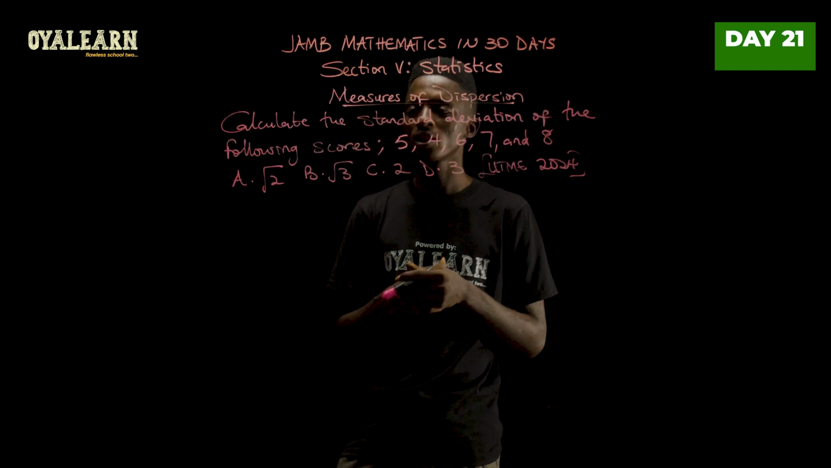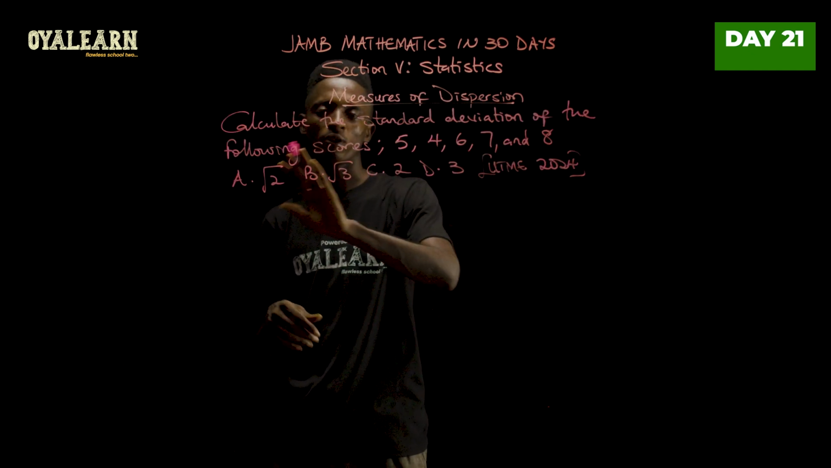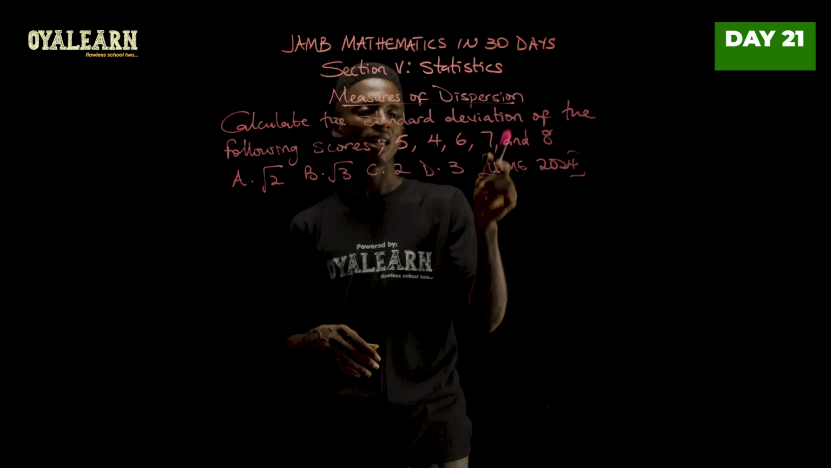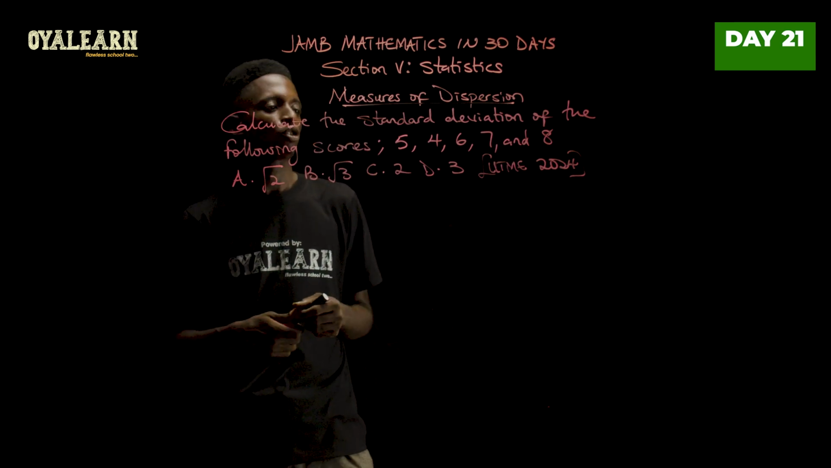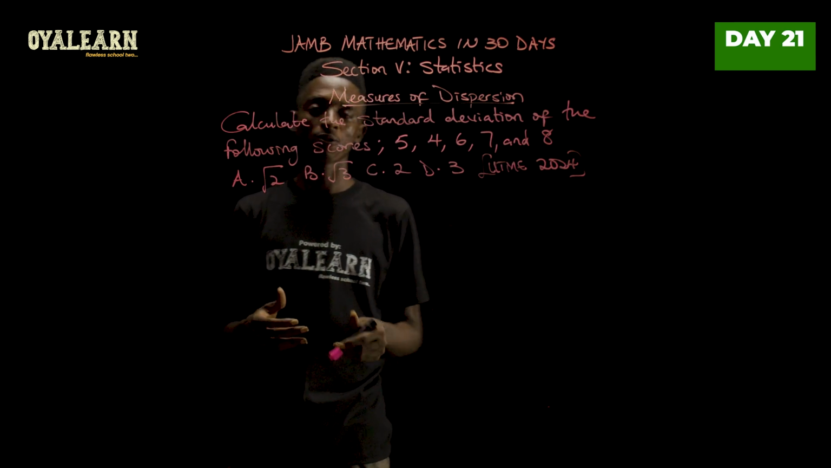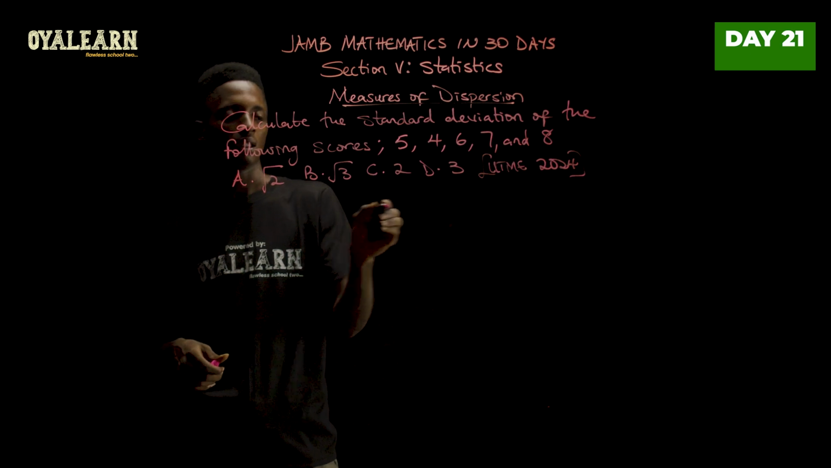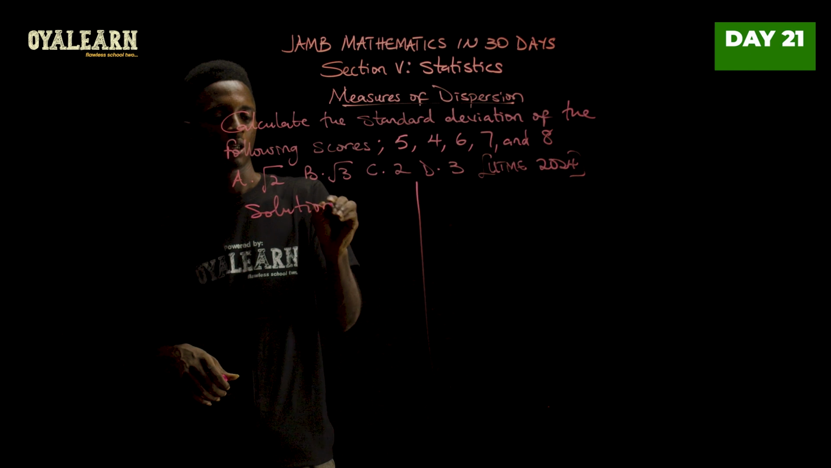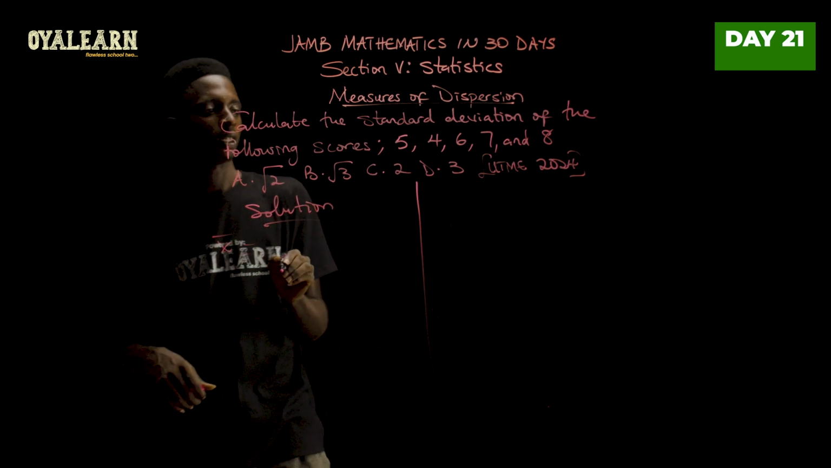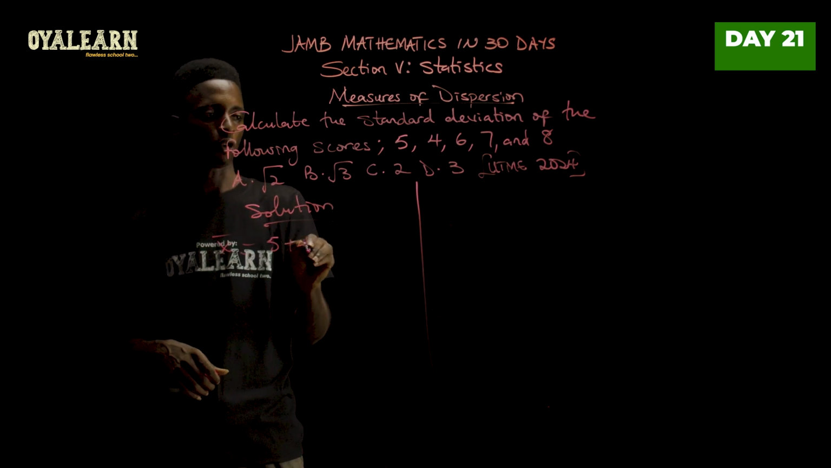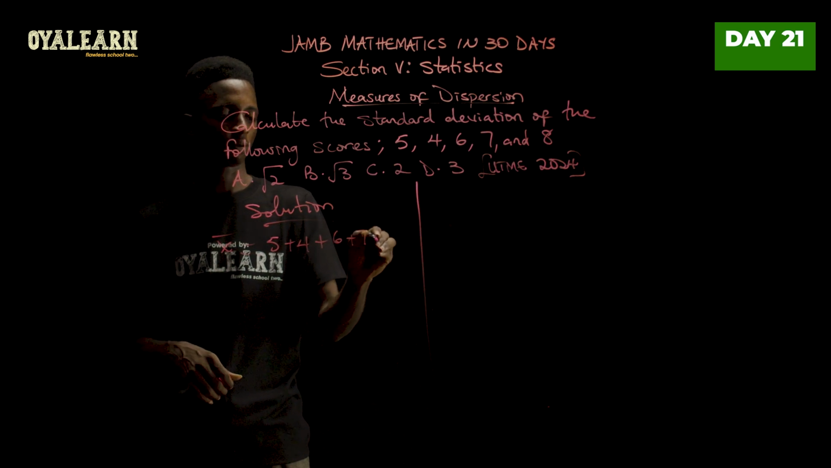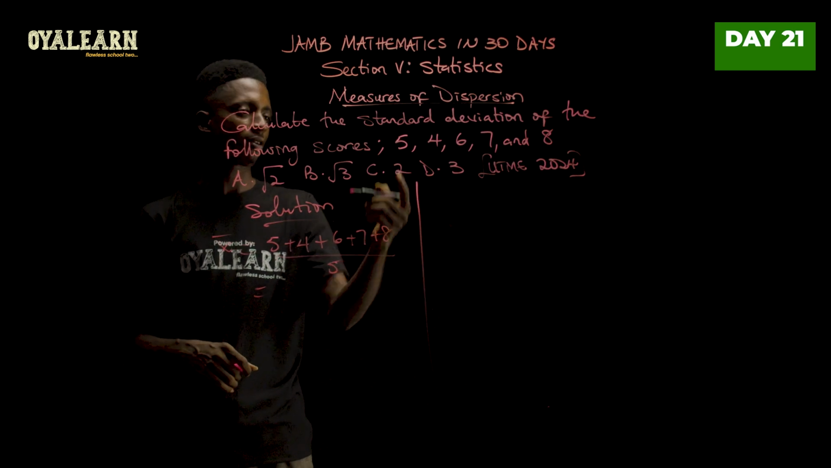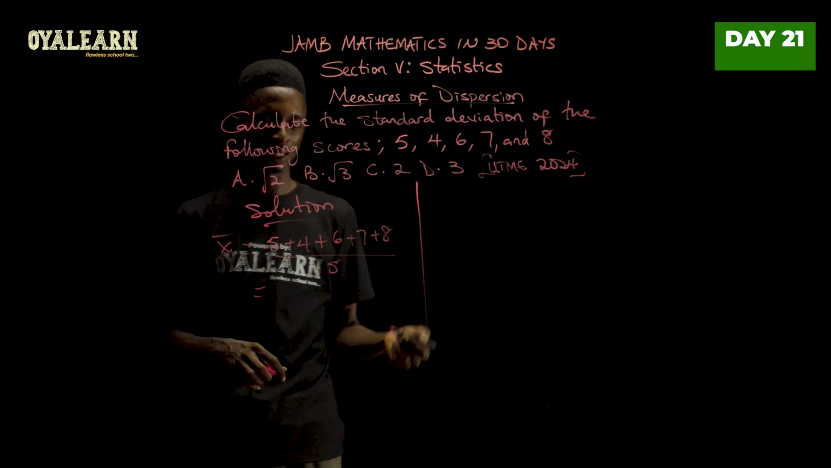Now, this question says to calculate the standard deviation of the following scores. We have 5, 4, 6, 7, and 8. So before we can do the standard deviation, we need to find first the mean. So to find the mean, that will be 5 plus 4 plus 6 plus 7 plus 8, all divided by 5. Now it's divided by 5 because we have 5 data sets in here.